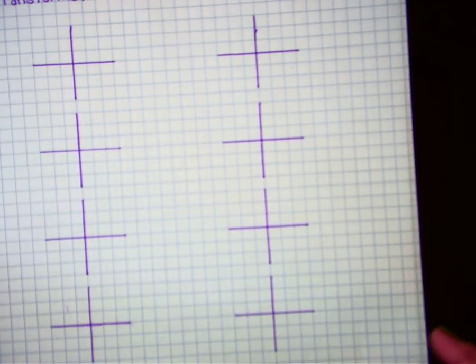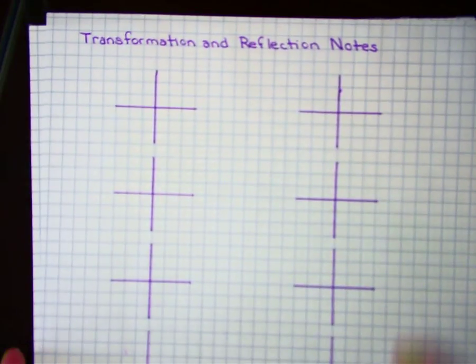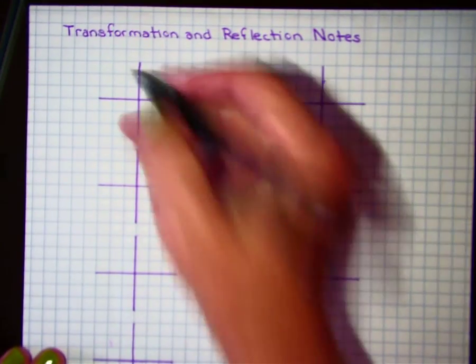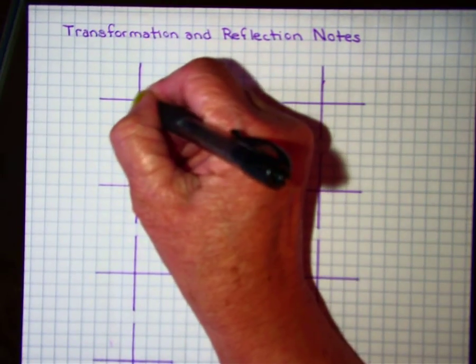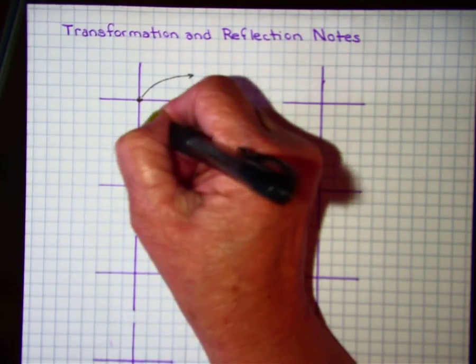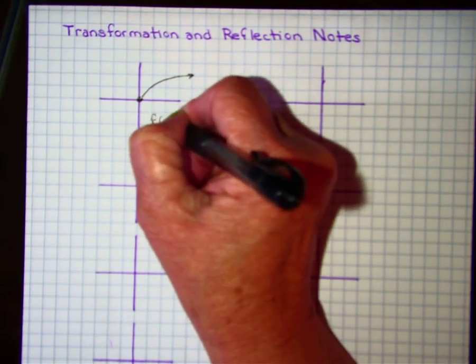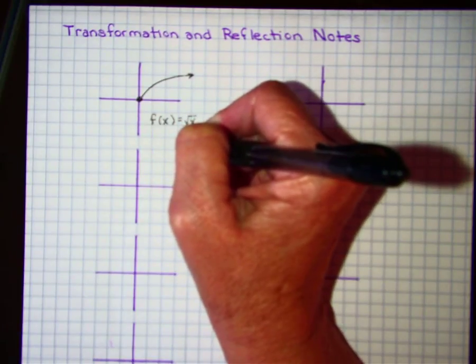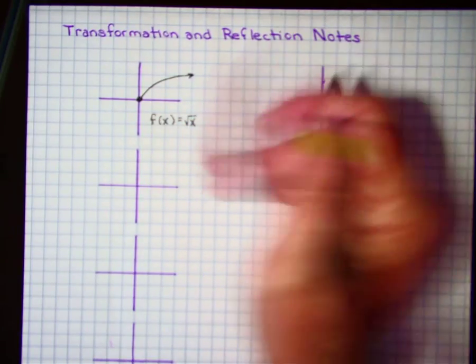I want to move a function to the left, and again I'll use the square root function. And I use that just because it's relatively easy to draw and easy to understand. So here's our square root function. This is f of x equals the square root of x. Now I want to move this to the left, backwards too.